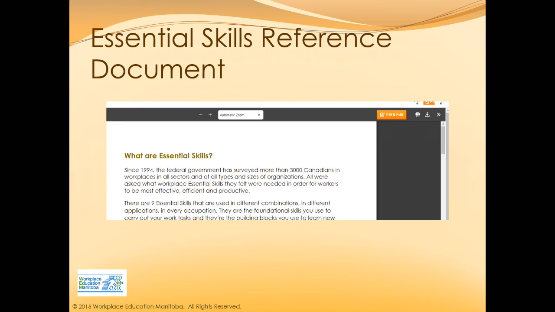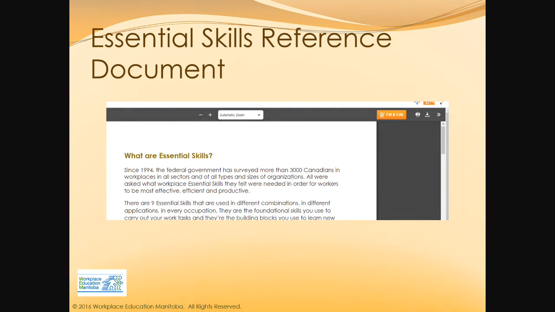Immediately following that, you will find another PDF that you can print off or save to your computer, and this is a nice overview on what are the essential skills.